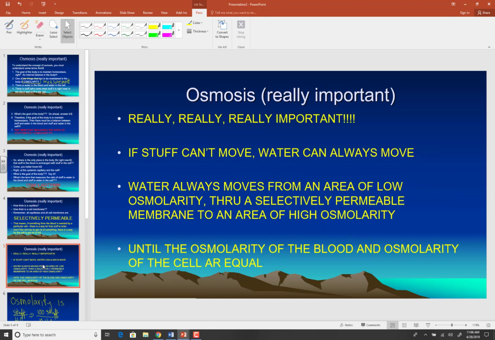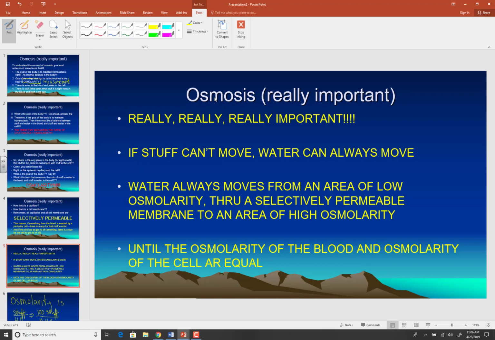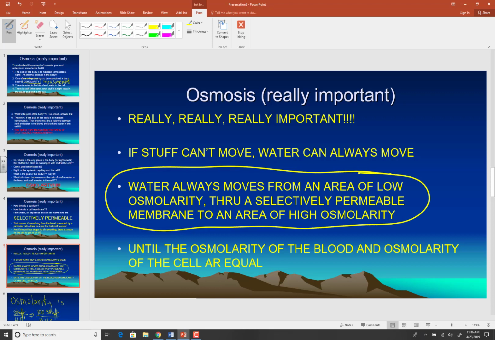All right? Now, really, really important. If stuff can't move, water can always move. And I'm going to go over this. I'm going to show you my little picture. I'm getting real close to the mic right now. If stuff can't move, water can always move. And water always moves from an area of low osmolarity through a selectively permeable membrane to an area of high osmolarity until the osmolarity of the blood and the cell are equal.